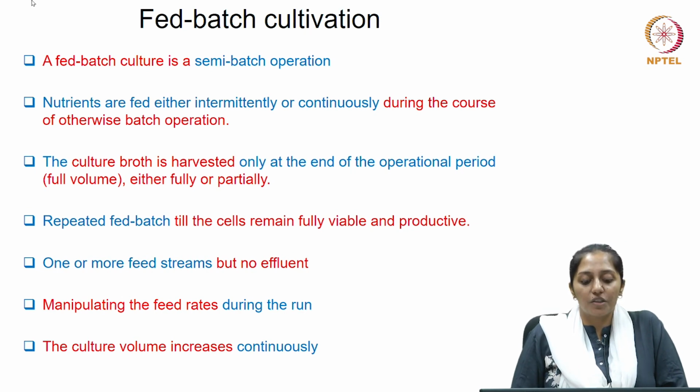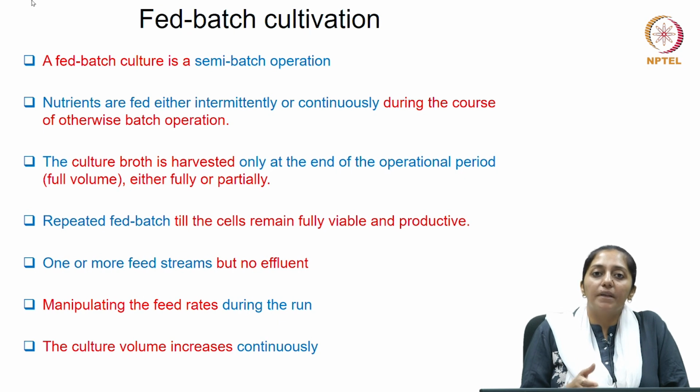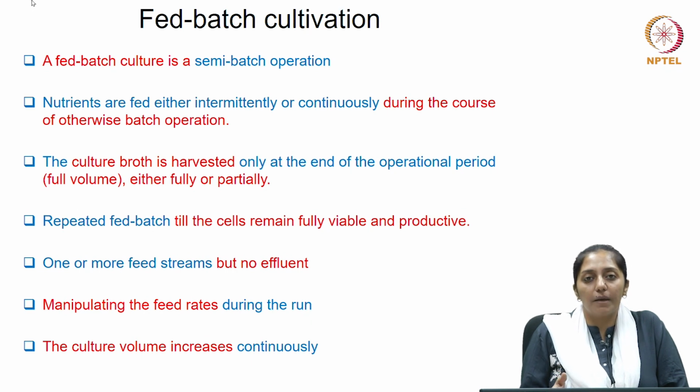Now repeated fed batch: the fed batch process can be repeated till the cells remain viable or fully viable or productive. One or more feed streams can be used as the inlet feed while there is no outlet stream. There is a choice of manipulating the feed rate. So one has to determine at what rate the feed has to be sent inside the reactor. Then one has also to determine what should be the feed concentration. The substrate concentration in the inlet stream has to be determined.